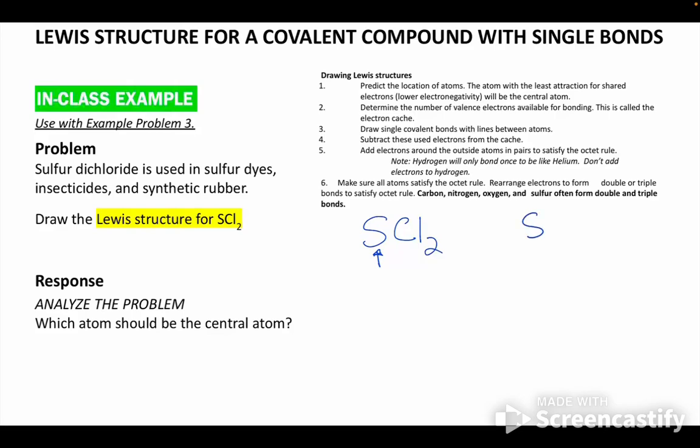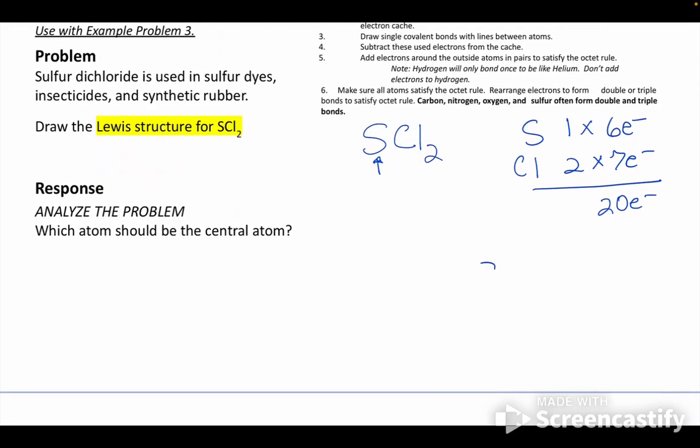So if we calculate the cache, we have 2 chlorines and 1 sulfur. Sulfur has 6 valence, chlorine has 7. So we get a total of 20 electrons for our electron cache. So this one, I'm going to put the sulfur and draw those single covalent bonds. So remember each line is 2 electrons, so I've used up 4.